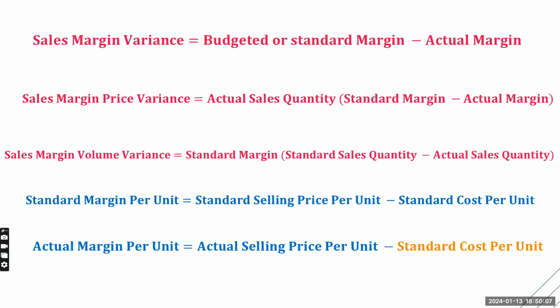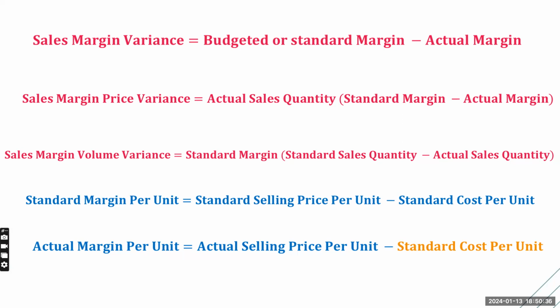So this is the sales margin variance, simply budgeted minus actual. What do you mean by margin here? Later on, we will be talking about this margin. Margin is the profit. So budgeted or standard margin minus actual margin. How do you get the margin price variance? Change in the margin multiplied by quantity. So standard margin minus actual margin multiplied by the actual sales quantity.